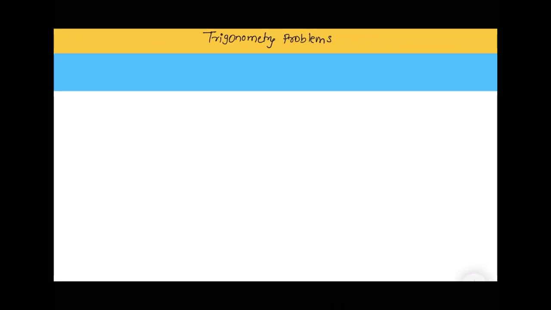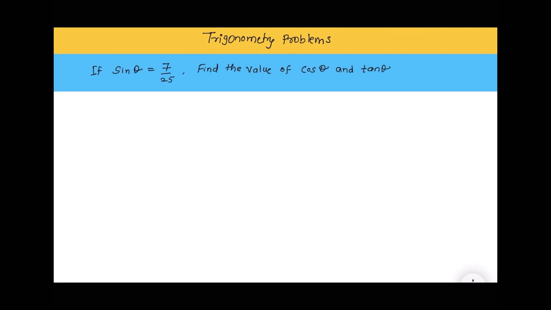Let us solve some trigonometric problems. We'll start with easy ones. The first trigonometric problem is: if sine theta is equal to 7 by 25, find the value of cos theta and tan theta. Let us understand this problem.